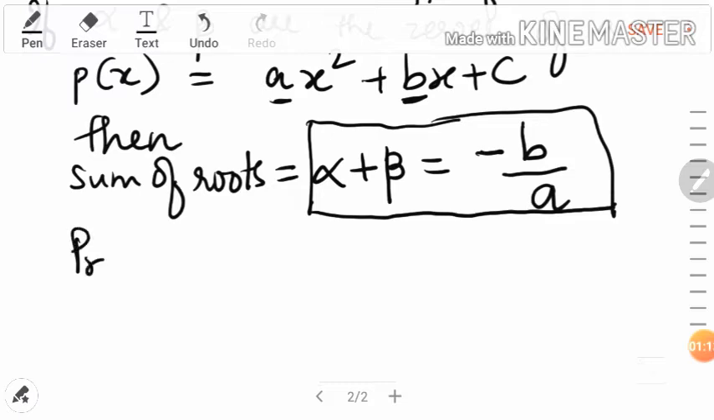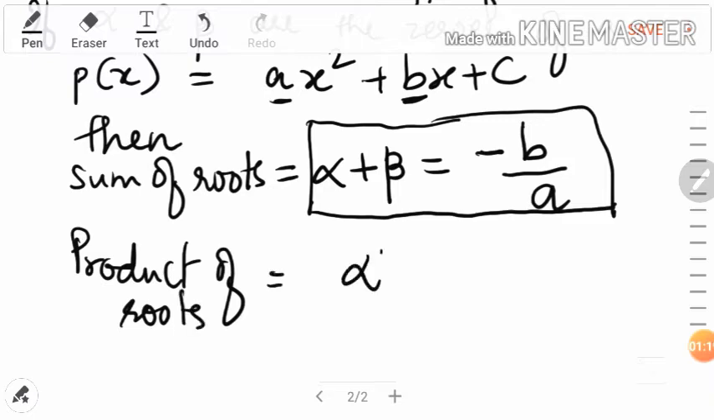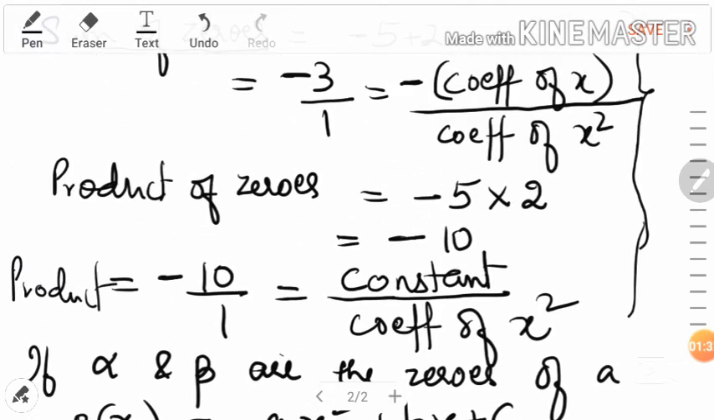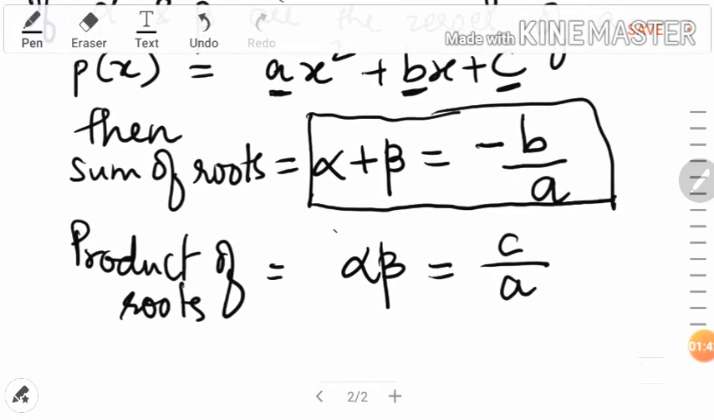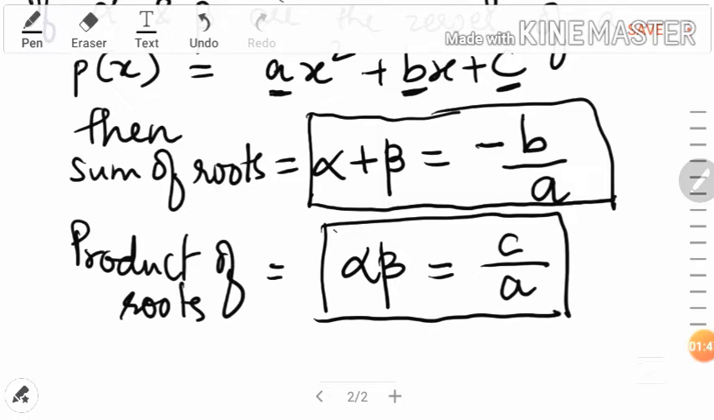Similarly, the product of roots will be alpha into beta equal to the constant term divided by the coefficient of x square. So the constant term is c divided by the coefficient of x square, which is a. This gives us the second relation between the coefficients of a quadratic polynomial and the roots.